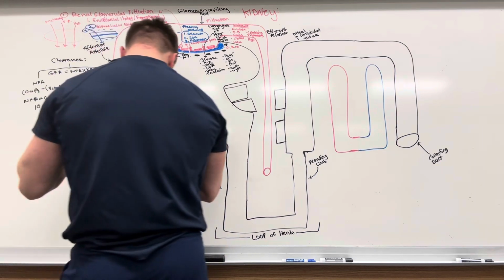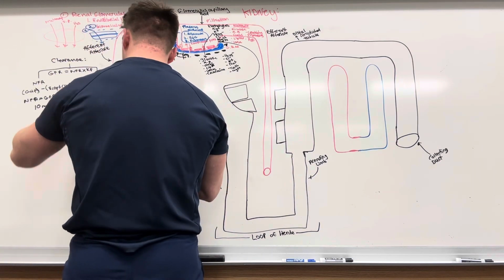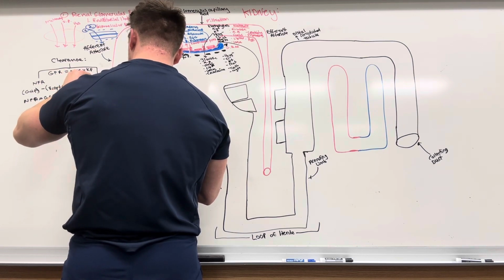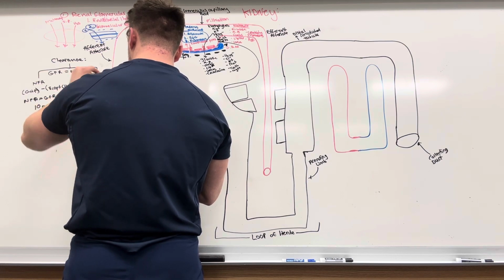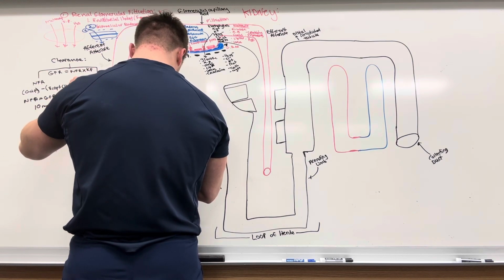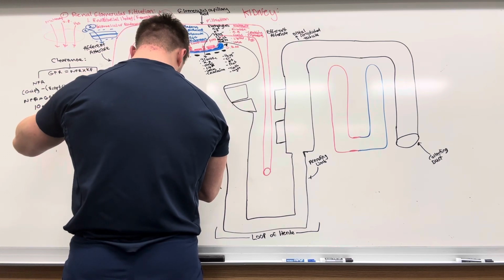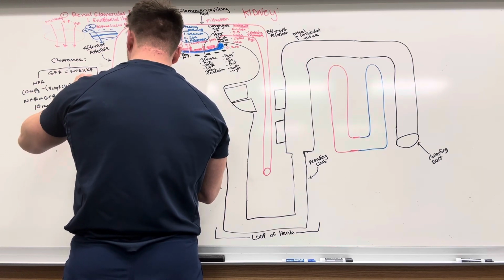Okay, then on this side, we would have surface area, number one, and then number two, we would have permeability of the glomerulus.